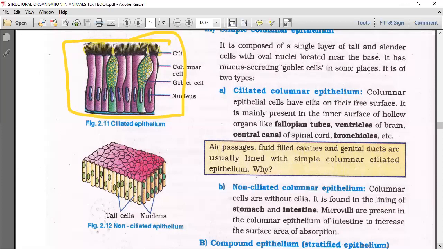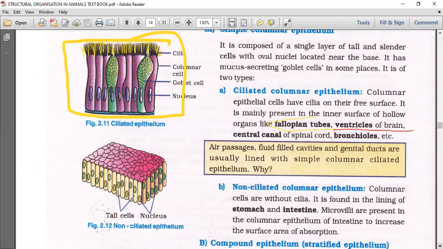So these are all the cilia. Just showing here. The free surface has cilia, mainly present in the inner surface of hollow organs like the fallopian tube. The fallopian tube is part of the female reproductive tract. We also say oviduct.